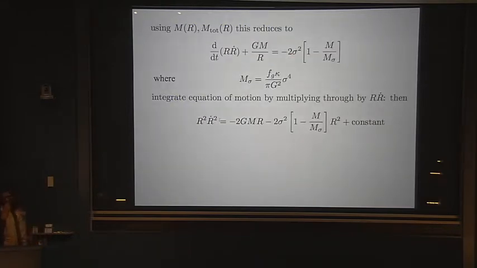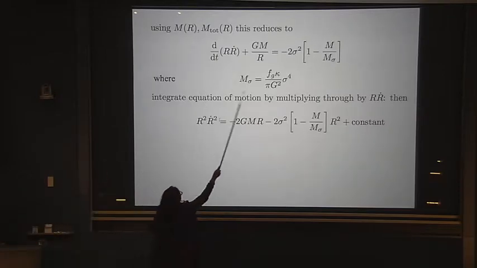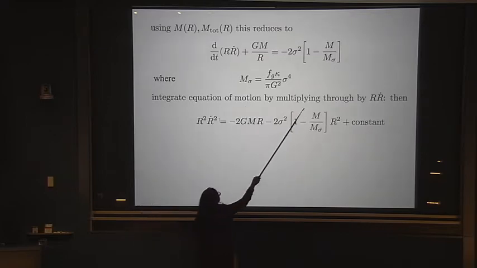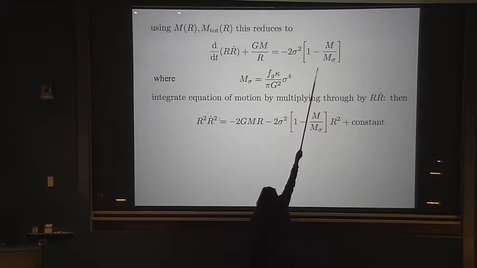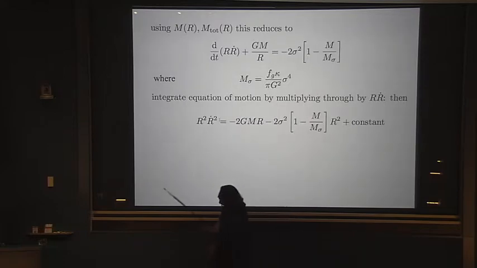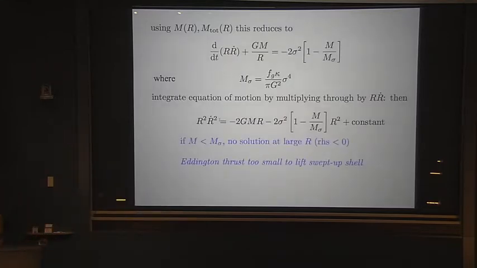So we can write out the equation of motion for the shell, and this M sigma here, that M is now the black hole mass, guys, right? So that M is the black hole mass. M total is the total mass, but M without BH is actually the black hole mass. And so what you find is you can look at this equation, and you find that if M is less than M sigma, there is really no solution at large radius.